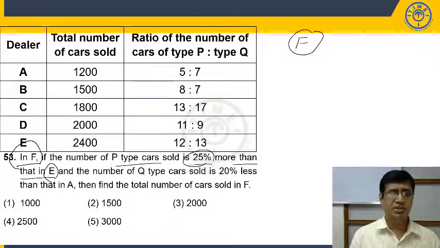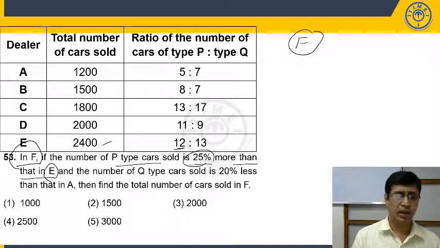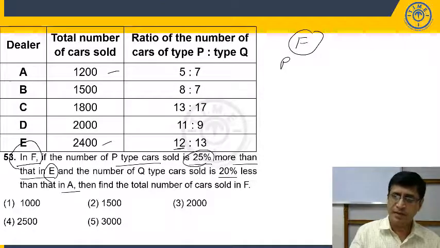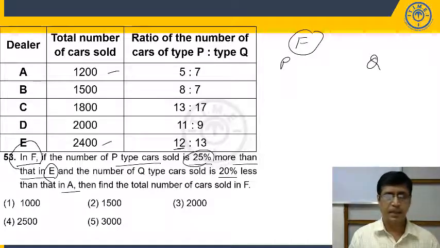E is how much? E, how much here? It is a total of 2400. In that, type P cards is 12 parts out of a total of 25. Okay, and Q type cards are sold 20% less than that of A value. Find the total number of cards sold in F. Okay, now type P cards and type Q cards.